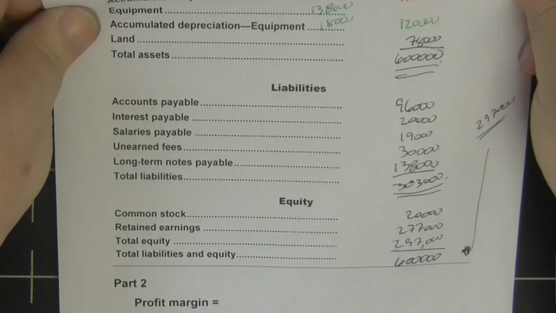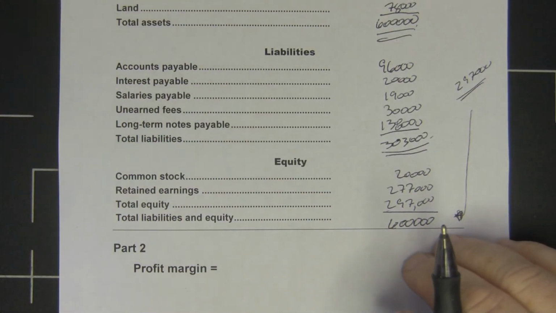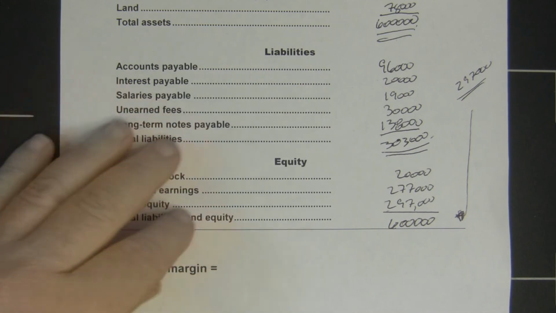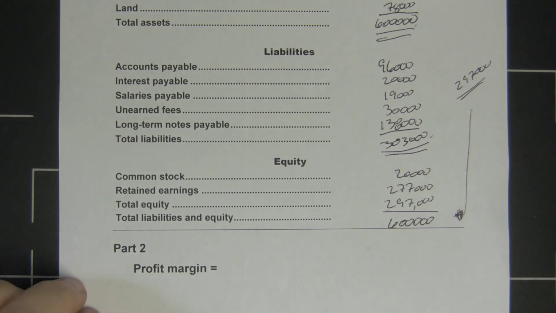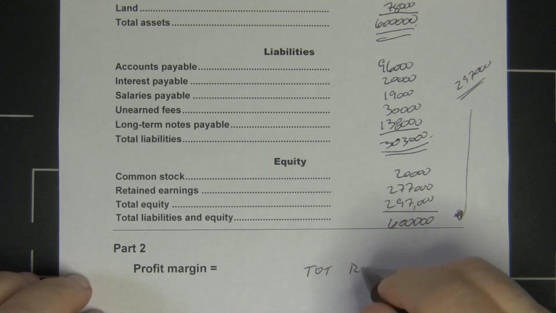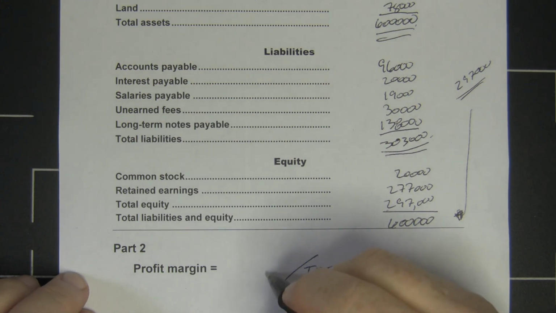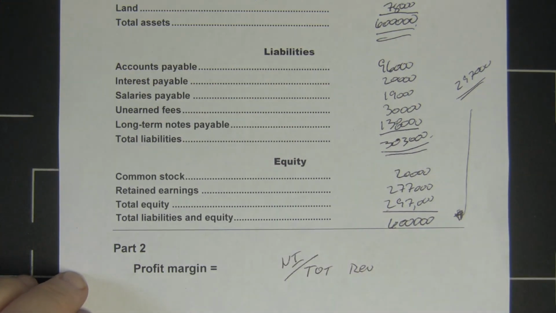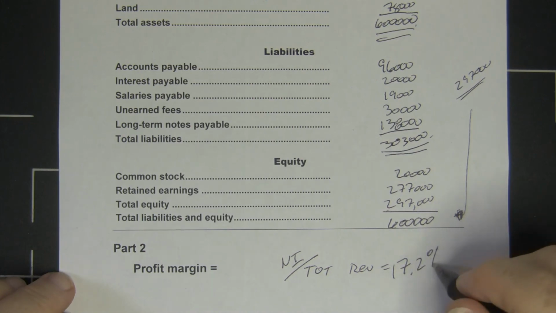Part 2, which really is kind of not deserving of its own full part, is just asking you to take the profit margin. Well, the profit margin is asking you to compare a couple of things. It's asking you to compare the total revenues and compare them to the income. And when you divide the net income by the total revenues, you come up with a profit margin of 17.2%.